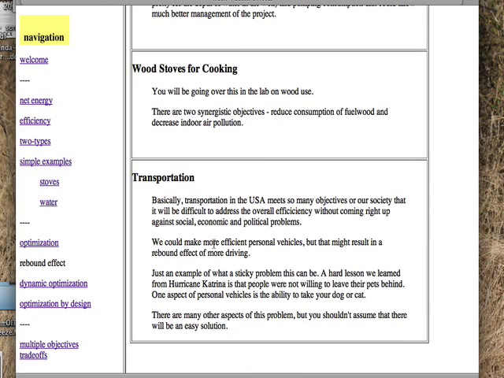And then transportation. This transportation one at the bottom really shows that transportation in the United States has so many objectives for our society that it's very difficult to assess along any one dimension. So this isn't necessarily a good example of efficiency, but it's an example where just looking at efficiency of transportation, of getting from point A to point B, is not really the whole point about the transportation system. So let's look at some simpler examples.